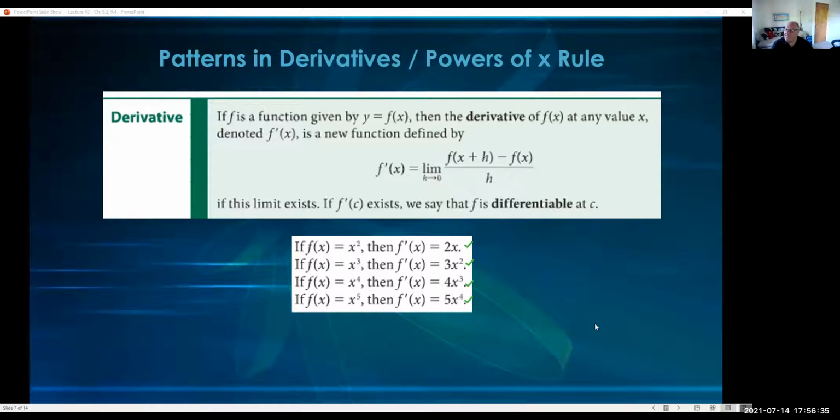It's as if I took the exponent, dragged it down to the front like it was the coefficient, and dropped the exponent by 1. For example, x cubed gives you 3x squared, right? Think about that. x to the 5th, 5x to the 4th. See that? There is a pattern there. So if I asked you what is the derivative of x to the 5,000th, it's really not hard to figure out if you use this little pattern. But if you use the limit formula you see there, it's really horrible.